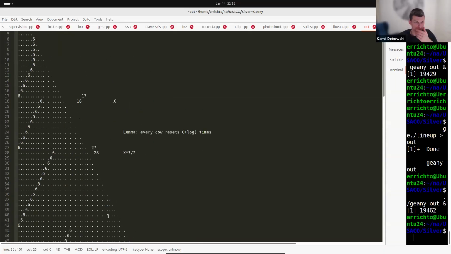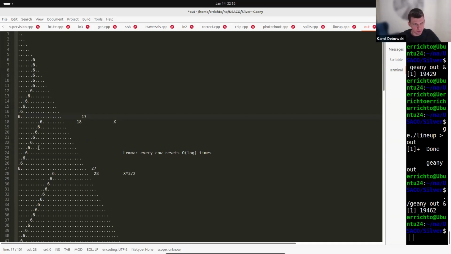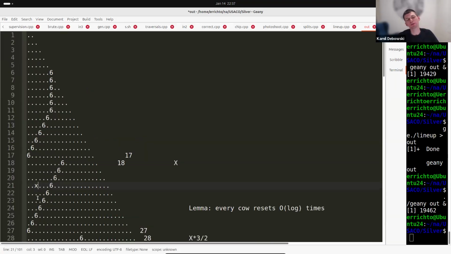Because the alternative here is to do the following analysis. We can focus on some position X, and we wonder what cow is there. So whatever cow is there, she's also here, she's also here, she's also here.